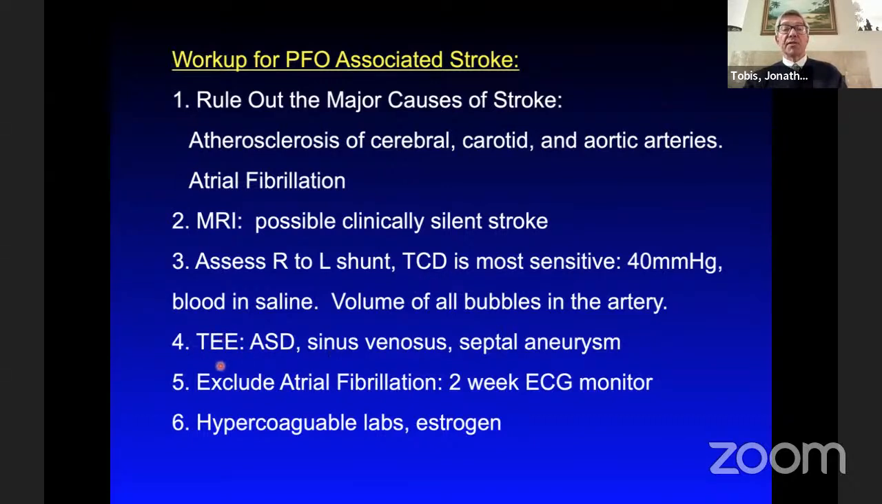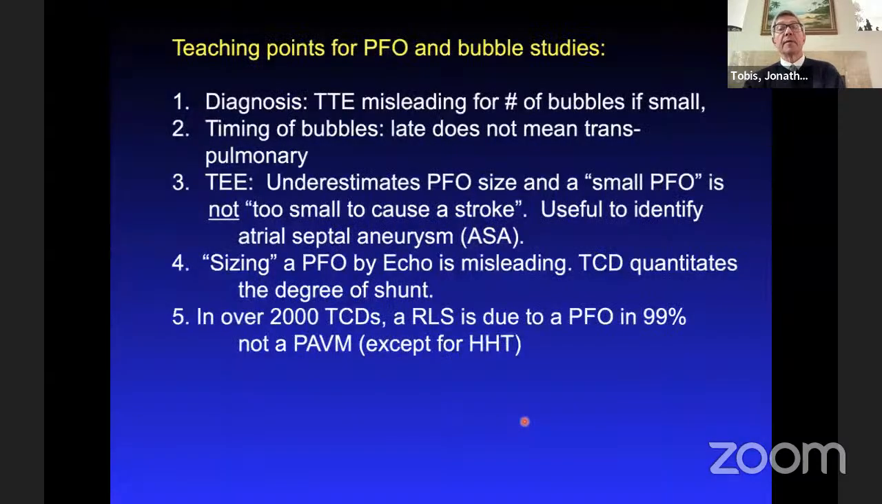We usually get a transesophageal echo to make sure there's nothing else going on, such as an ASD or sinus venosus defect, and to determine if there's a septal aneurysm. You want to exclude atrial fibrillation. We usually get a 2-week ECG monitor, and then hypercoagulable labs, and determine whether they've been on estrogen. A lot of the young women who come in with stroke have been on birth control pills.